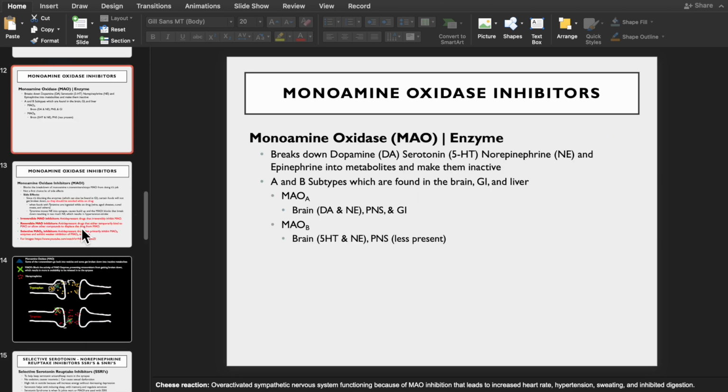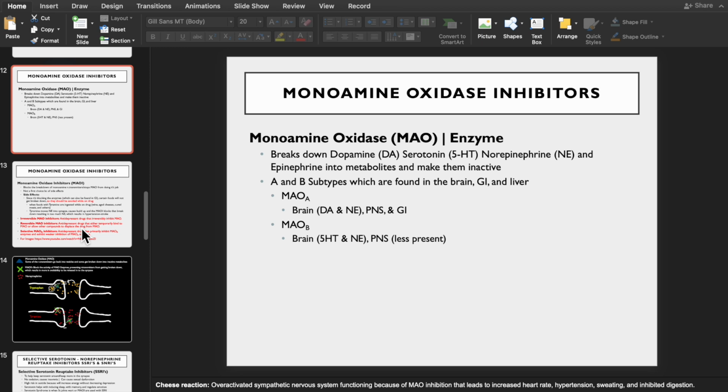antidepressants. Monoamine oxidase, MAO, are enzymes that break down neurotransmitters such as dopamine, serotonin, norepinephrine, and epinephrine. When too much of these neurotransmitters get broken down, depression and a whole lot of other mess starts to happen because then they get depleted, right?